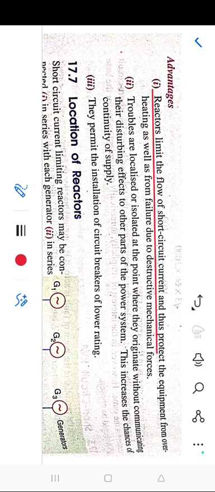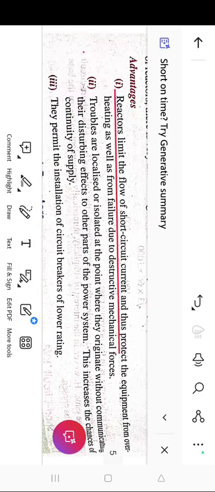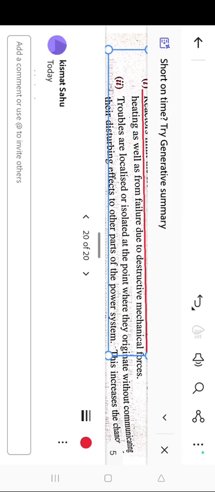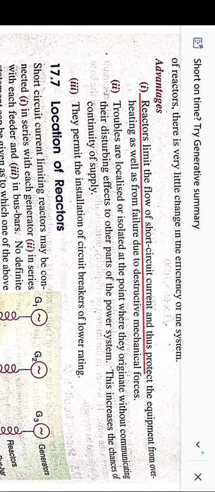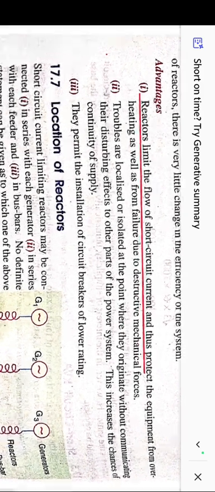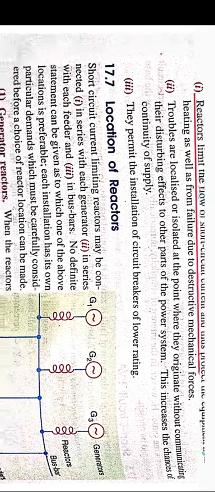Thus it protects the equipment from overheating as well as from failure due to destructive mechanical forces. Troubles are localized or isolated at the point where they originate, without communicating their disturbing effect to other parts of the system. This increases the chances of continuity of supply. They permit the installation of power circuit breakers of lower rating.